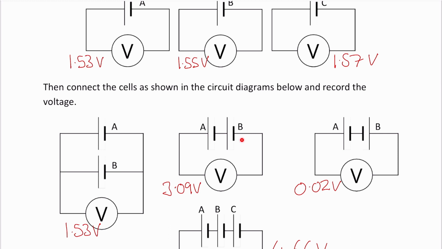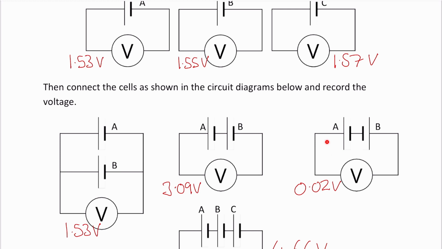With A and B in series, we've got 3.09 volts, and if we think 1.53 plus 1.55, that will come up 3.08, which is pretty much the same as 3.09. There's a rounding difference there. So whenever we add two cells in series, we can see that the voltage adds up.